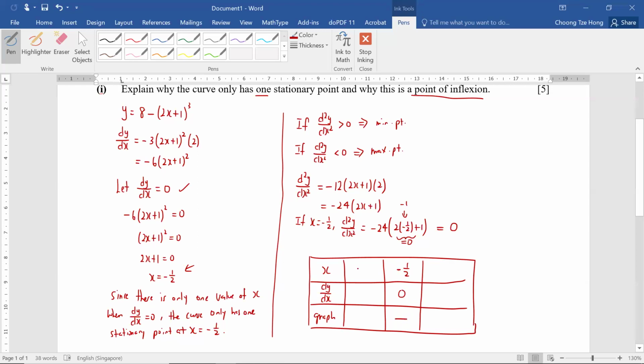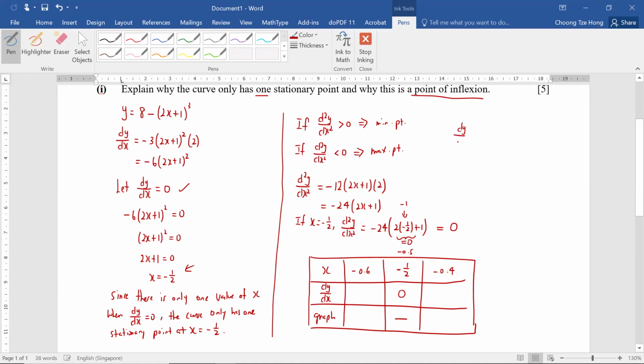Basically what we want to do is test 2 points just before -half and after -half, and see how the gradient looks. -half is -0.5, so a point slightly less than it will be -0.6. A point slightly more than -0.5, maybe -0.4. So we are going to sub these two values, -0.6 and -0.4, into dy/dx.